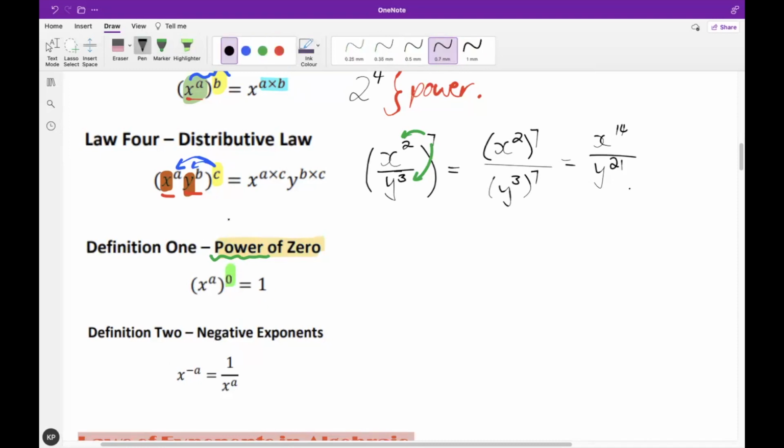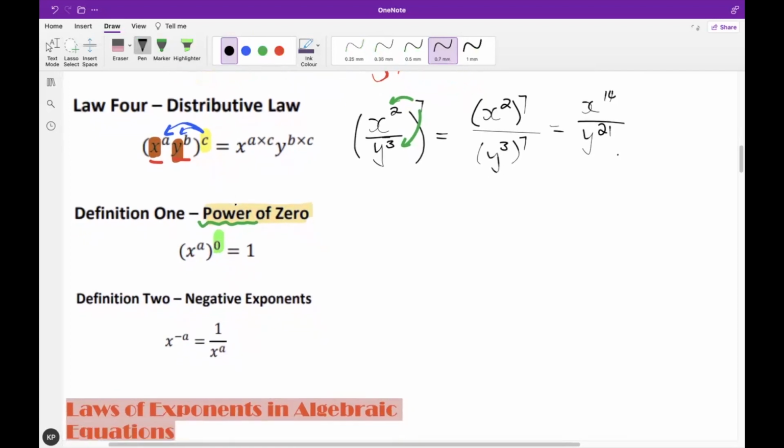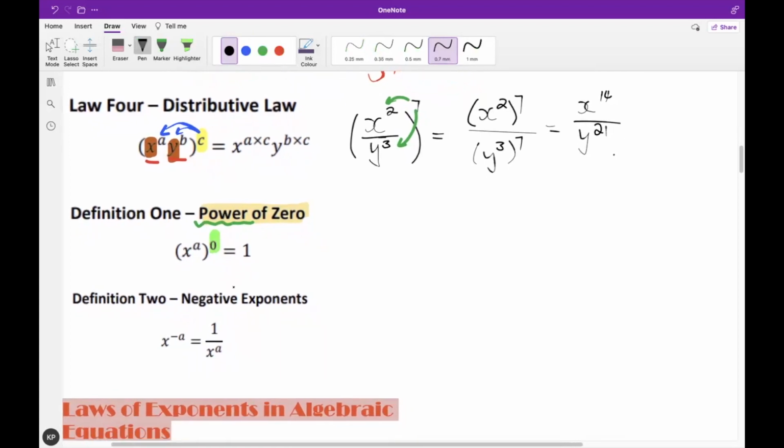And definition number 2 is the negative exponents. So if you want to change the sign of your exponent, okay? A lot of the times when you are doing anything to do with exponents, your instruction will say, leave your answer as a positive exponent. If that is the case, then you're going to use this definition. Okay, so to change the sign, you find the reciprocal.